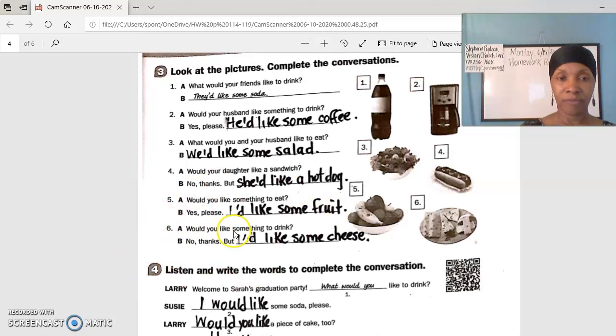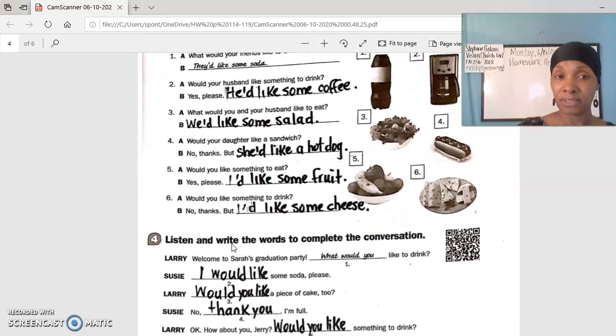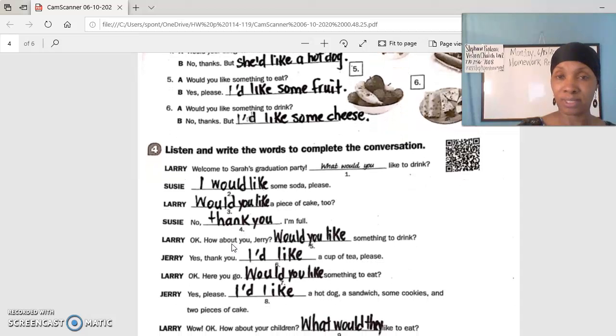All right. And then finally, number 6, would you like something to drink? No, thanks, but I'd like some cheese. You see, this is a plate of cheese. And since the first part is no thanks, you don't want the drink, but you want something else. And that's why you have the but, because it's different than what was offered or different than what's expected. Okay, because you offered them something to drink.